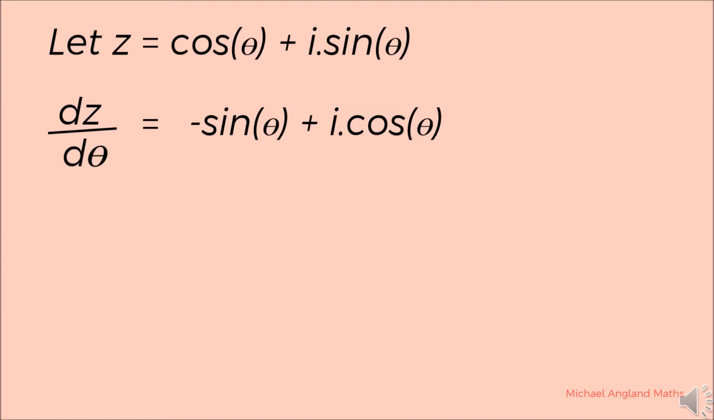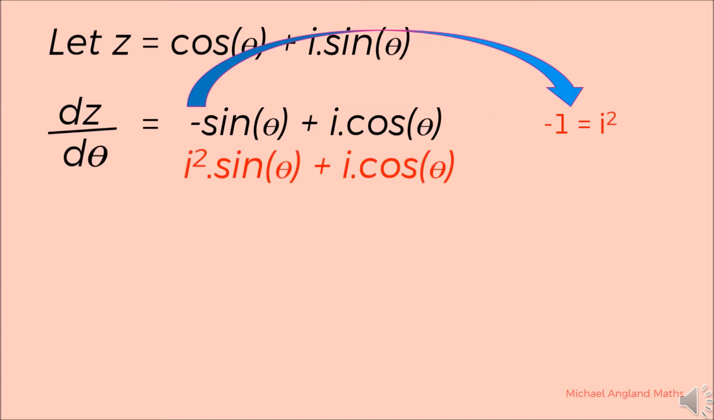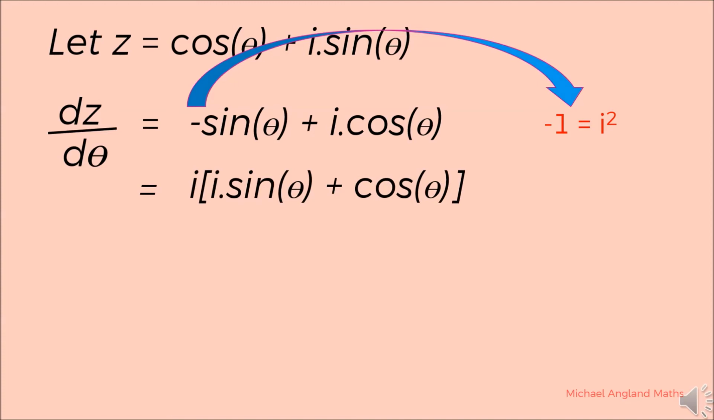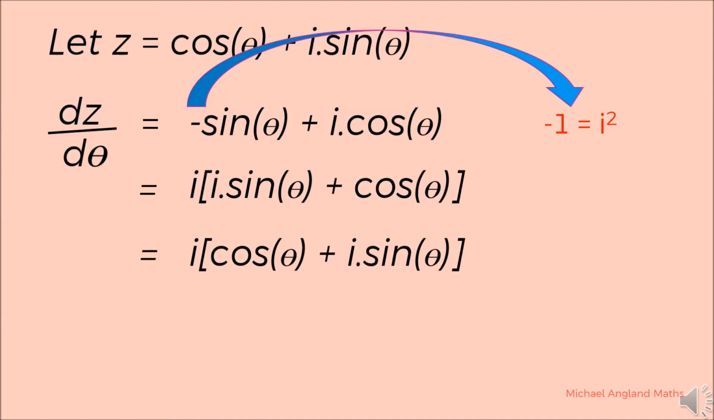So, next step is to factor out the i. But first, before we do that, notice that minus sine theta is the same as i squared sine theta. So we have effectively i squared sine theta plus i cos theta. When we factor out the i, we get i times (i sine theta plus cos theta), which is i times (cos theta plus i sine theta), which equals iz. So dz on d theta is iz. Notice that when we take the derivative, we simply have the original function multiplied by the coefficient.